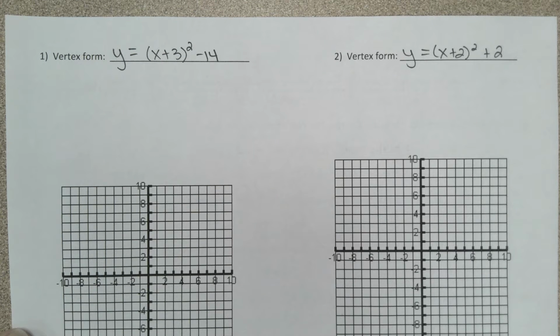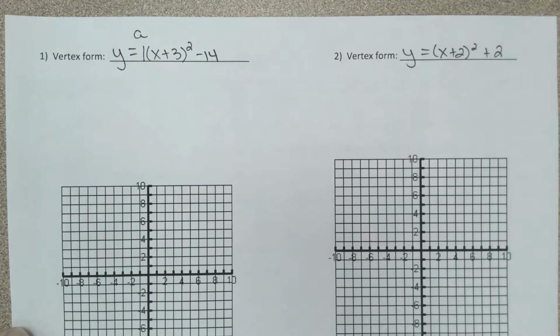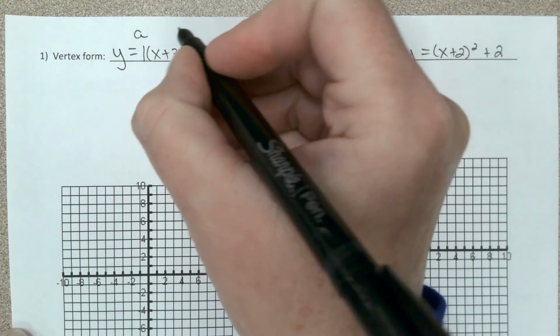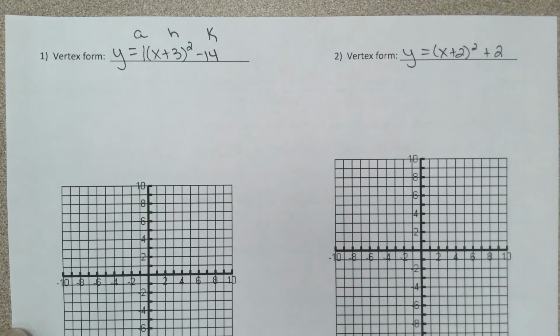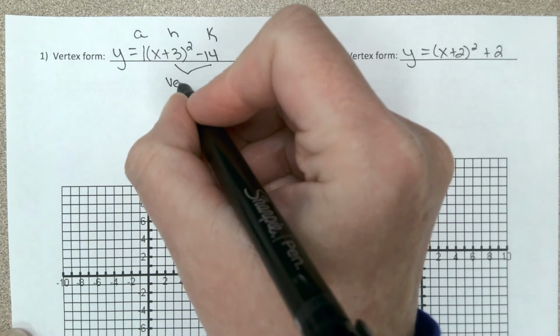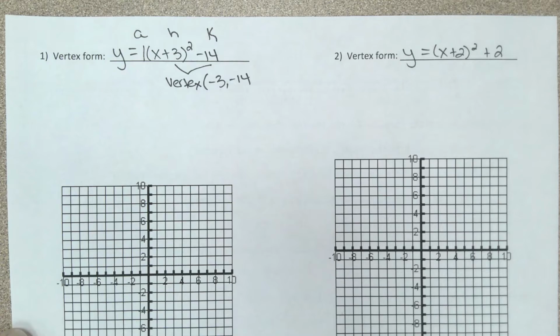Welcome back, Algebra 2. So now we're going to move on and graph the equations that we just moved into vertex form. Remember that A is 1 if there's no number in front of it. That's A. There's my H and there's my K, and your H and K work together. So now I know that the vertex is at -3, -14.